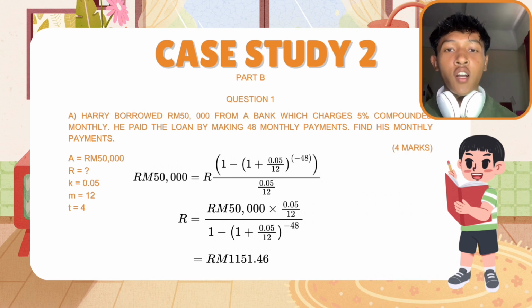50,000 ringgit equals R multiplied by 1 minus bracket 1 plus 0.05 over 12. The power of the bracket is negative 48 over 0.05 over 12. So guys, we have put R in front because we are looking for the value of R. So the answer is R equals 50,000 ringgit times 0.05 over 12 over 1 minus bracket 1 plus 0.05 over 12, with the power of negative 48. So the final answer is 1,150 ringgit and 46 cents.